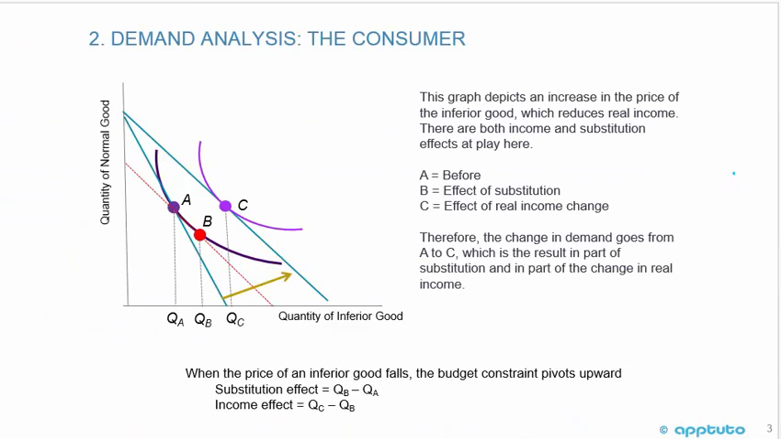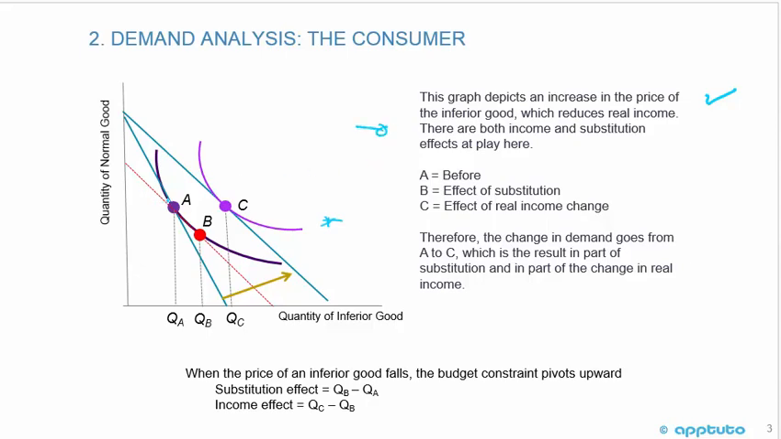So this graph is going to depict what we just talked about on the previous slide. This graph depicts an increase in the price of the inferior good. So when we increase the price, then that is a change in the slope of the line. Okay. Now remember, these curves are our indifference curves. Okay. So it says there are both income and substitution effects at play here.